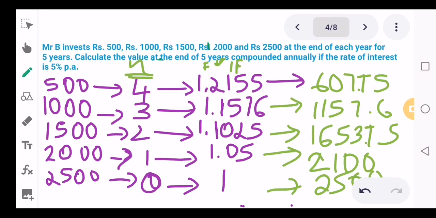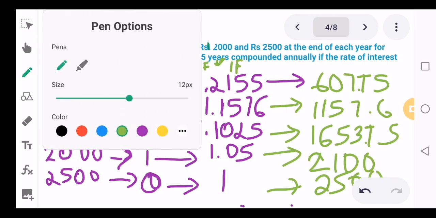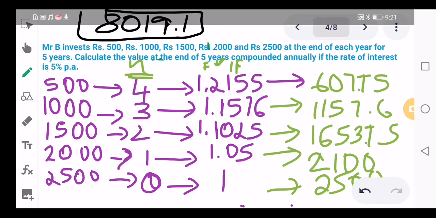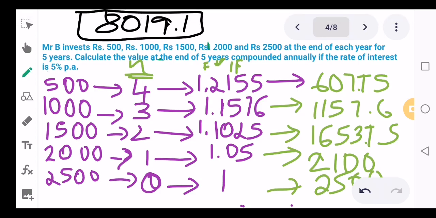So the answer for this is 8019.1. Okay, this is the answer. This is the future value. So that means at the end of the 5th year you will be receiving 8019 rupees 0.1.